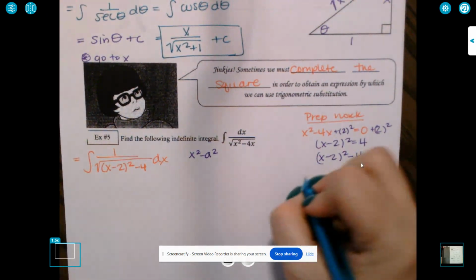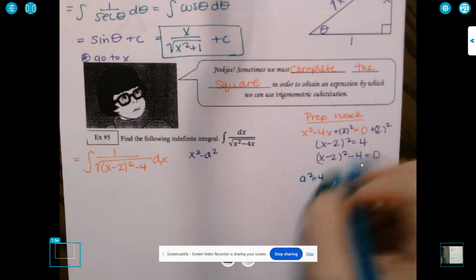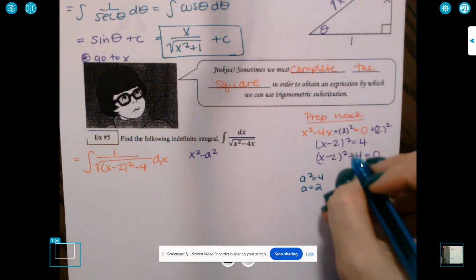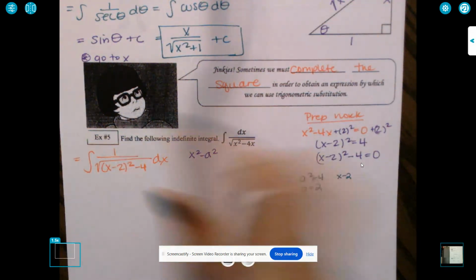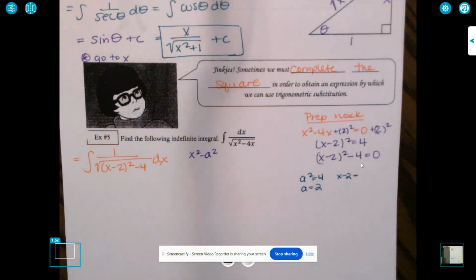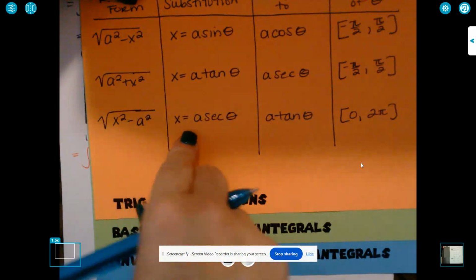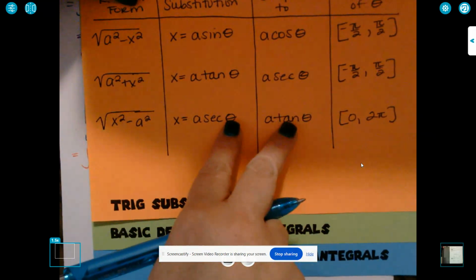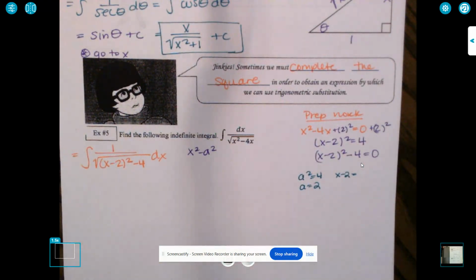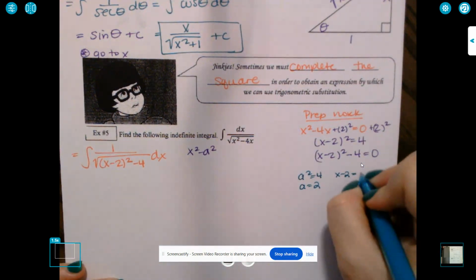All right, so then in that situation, our a squared is 4. Therefore, our a is 2. And now our x minus 2 is not just x, it's x minus 2 would equal, and if we're doing x squared minus a squared, right? That's this one right here, x squared minus a squared. So x is going to be in the form of a secant theta, and we're going to simplify to a tangent theta. So a secant theta, a is 2.